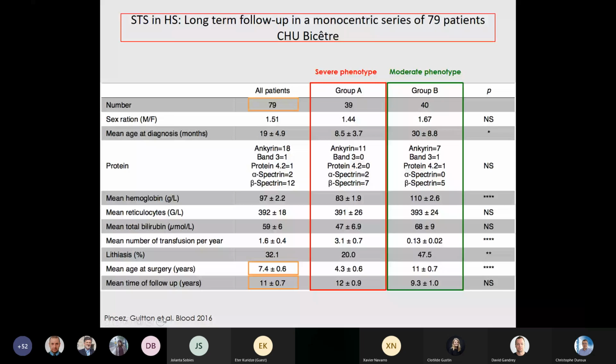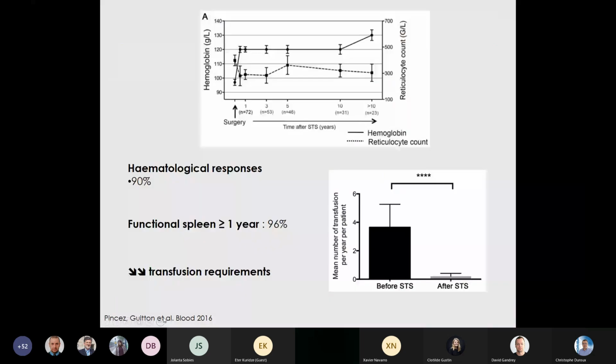And the second indication of this partial splenectomy was group B, people who were a little bit older with a moderate phenotype, but were embarrassed by their jaundice or had a kind of chronic fatigue. So this indication was not based on transfusion requirement, but more on quality of life and symptomatic fatigue. When you look at the results, what we can say is yes, partial splenectomy works in terms of anemia, because most of the patients have a very nice hematological response. 90% of these patients had a hematological response, and a decrease in the reticulocyte count.